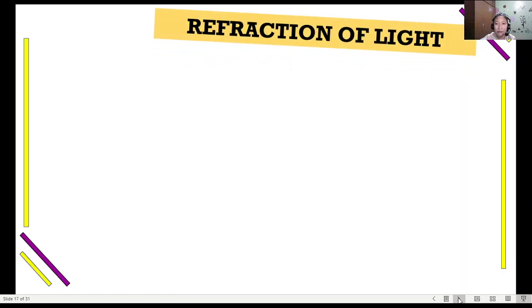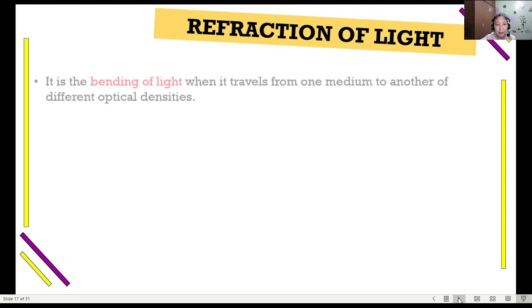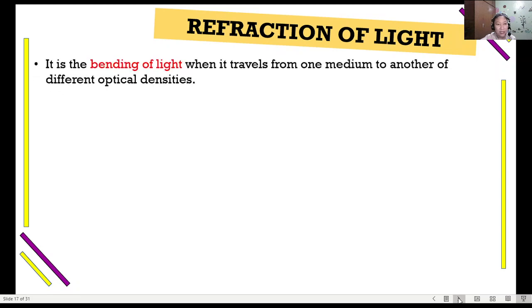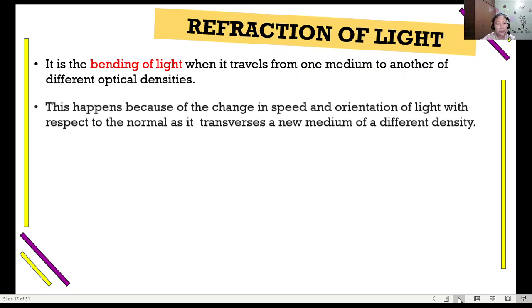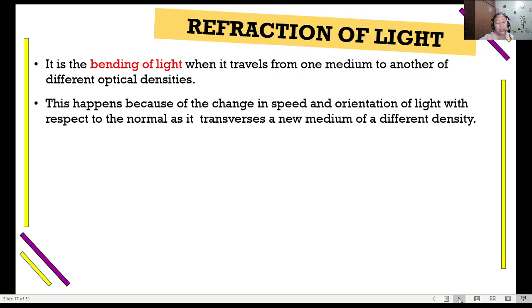How about refraction of light? So, this time, this is the bending of light when it travels from one medium to another of different optical densities. This happens because of the change in speed and orientation of light with respect to the normal as it traverses a new medium of different density.